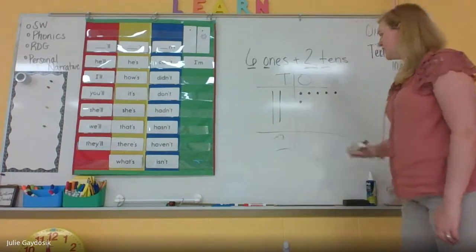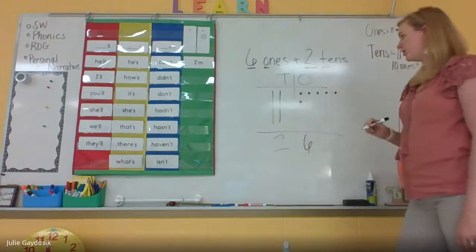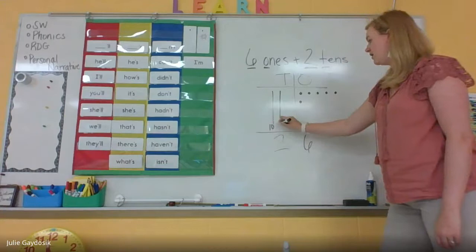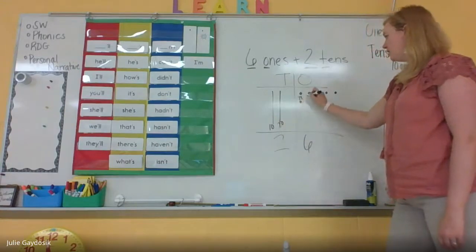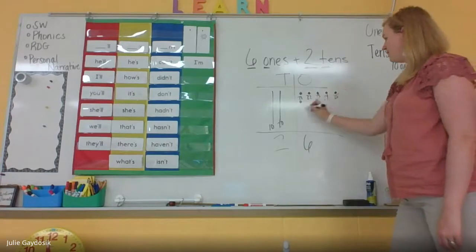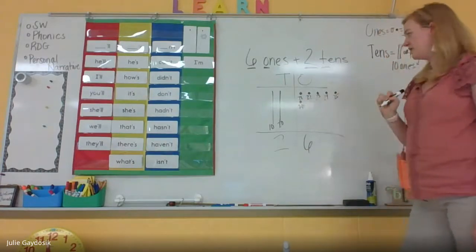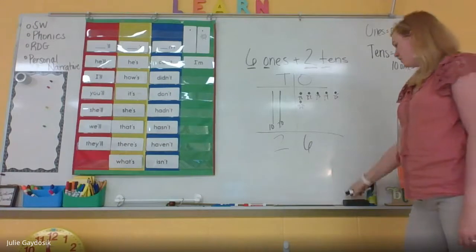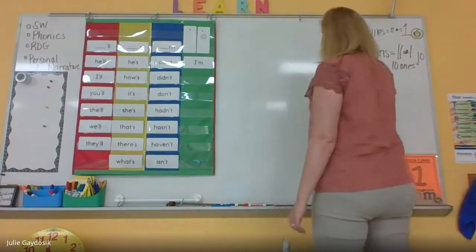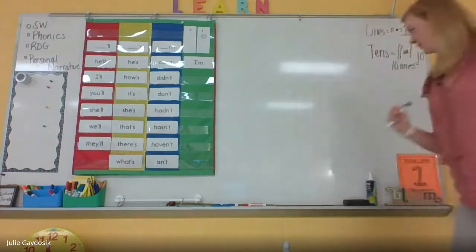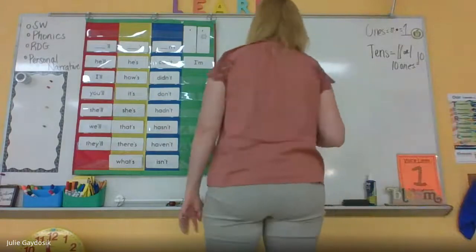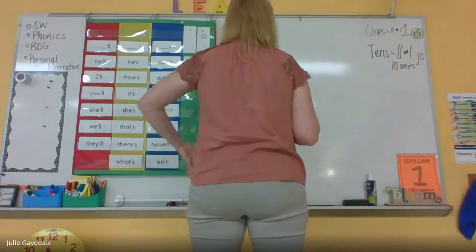Now I have 2 tens. I have 6 ones. My number should be 26. But I'm going to count: 10, 20, 21, 22, 23, 24, 25, 26. That's another example. 26.